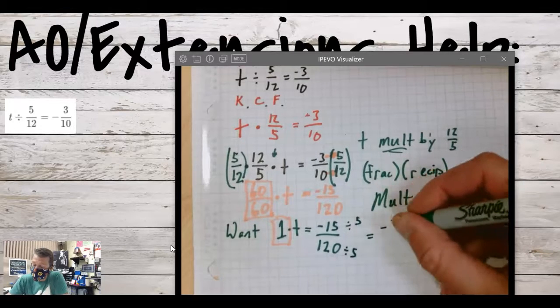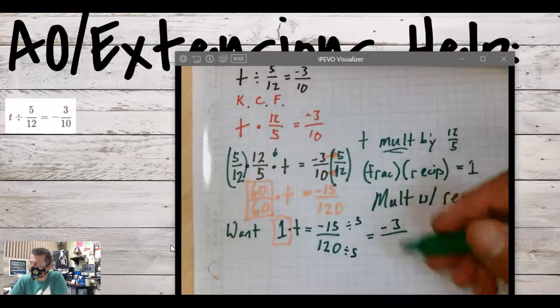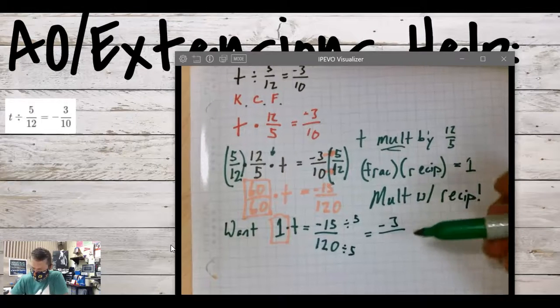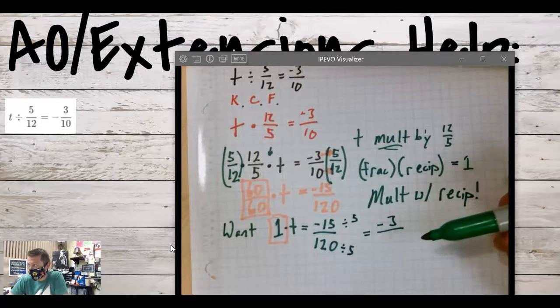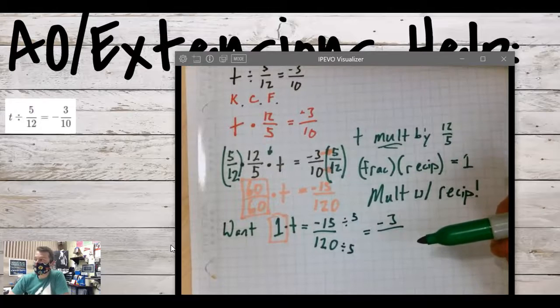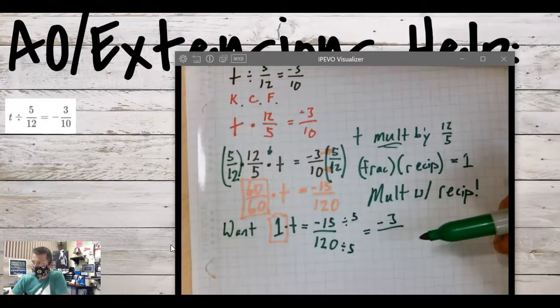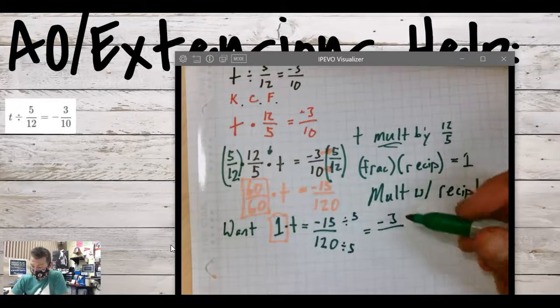And this isn't always necessary. It's always good to reduce fractions, but sometimes they'll just say, give the answer as a fraction. If they say, give it in simplest form, it needs to be reduced.